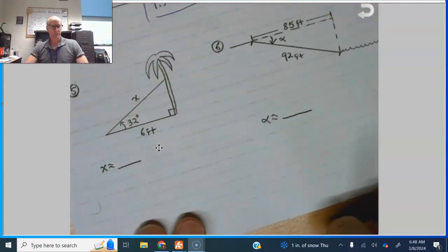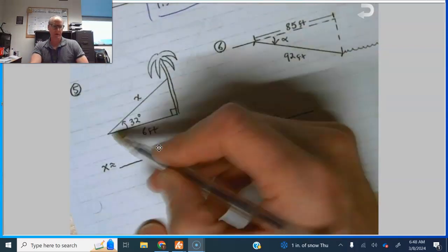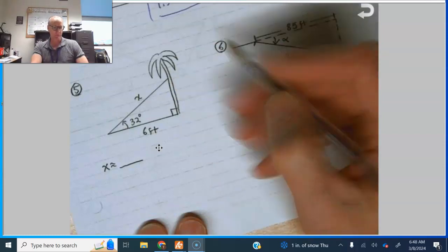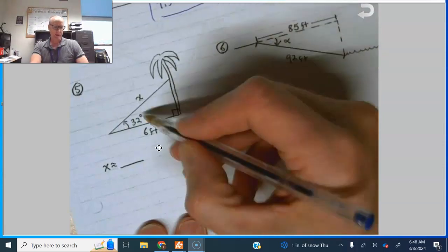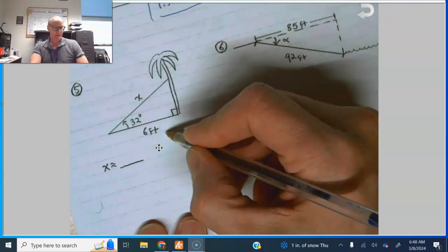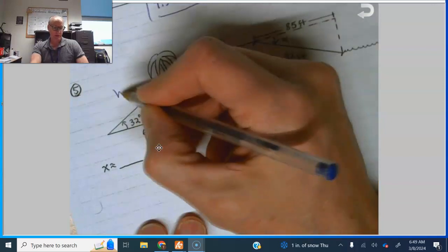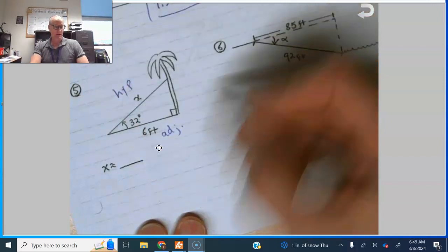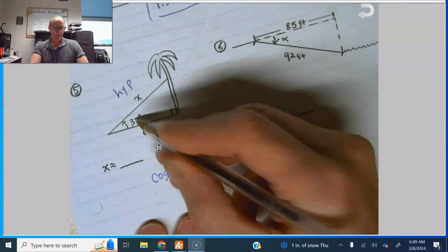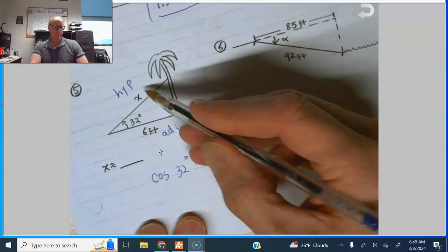Okie dokie. Number 5. Oh, got a little palm tree. I think this is supposed to represent a guy wire helping to hold it up so it doesn't fall over in the wind. We have a reference angle of 32. And what side is this? Of course, this is the adjacent side. And this is the hypotenuse. And we're looking at cosine. So the cosine of 32 degrees is equal to 6 over x.